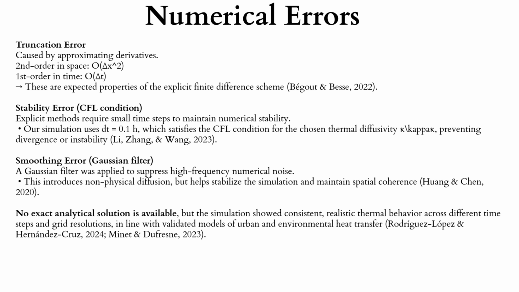Smoothing error, Gaussian filter. We applied a Gaussian filter to suppress high frequency numerical noise. This is only used to prevent bigger temperature differences from one place to another that would not be normal. It is considered to make things more smooth, as its name says. This introduces a non-physical diffusion, but helps stabilize the simulation and maintain spatial coherence, as said in Juan and Cheng 2020.